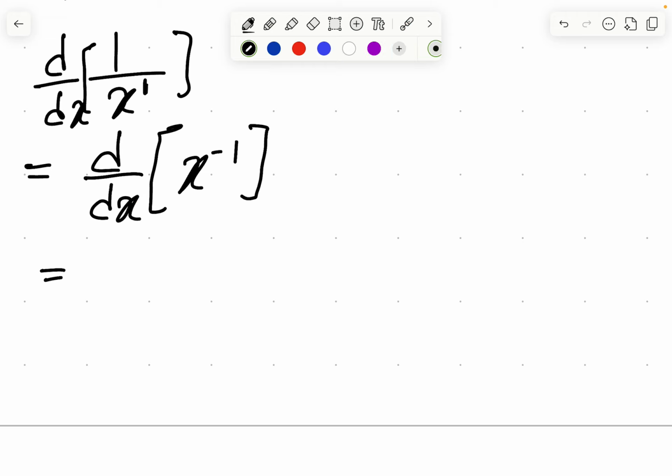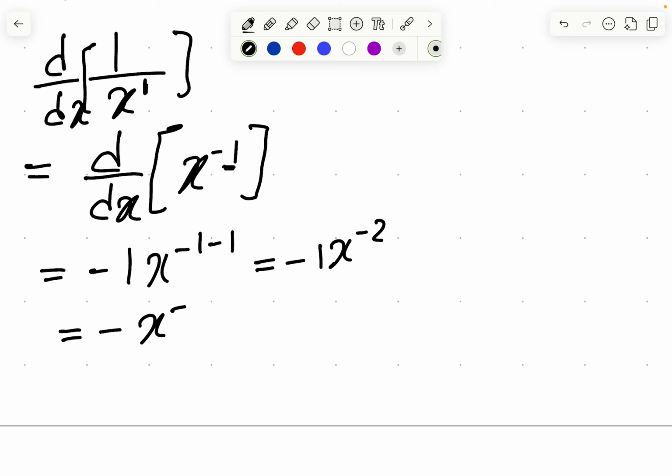Okay? So how to derive this function? For me to derive this function, I told you, you drop the n here. This is the n. You drop the negative 1, then you subtract 1 from the n. Then your answer is going to be negative 1 x to the minus 2, which is the same as what? Negative x to the minus 2. Understand? This is how you derive this function.